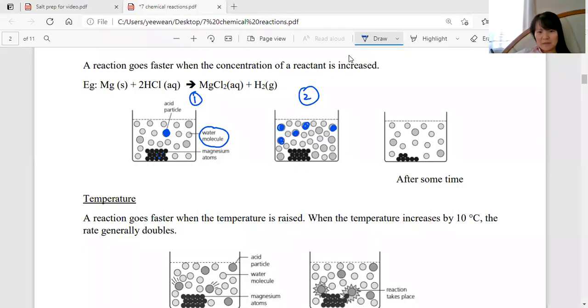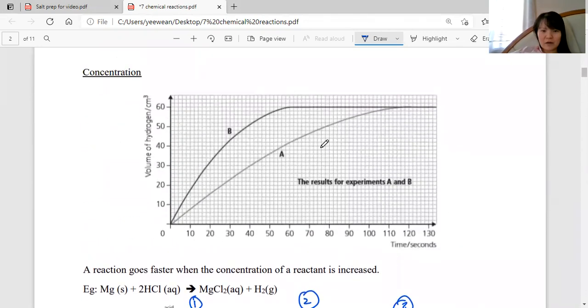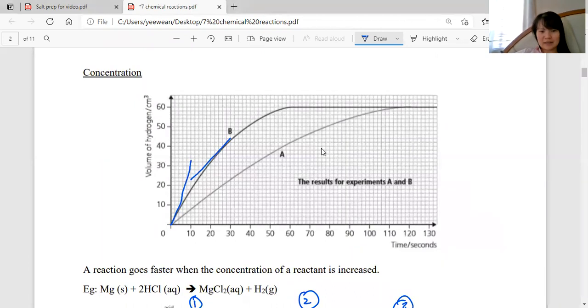However, after some time, a lot of the acid is being used up. So we look at the third beaker here, there's very few acid particles because a lot of it has been used up. It has reacted with the magnesium, so even the magnesium has reduced here. So there's not much collision left. That's why the rate of reaction decreased, not enough effective collision anymore. This is why the graph shows that in the beginning it's more steep, then halfway through is less steep, and in the end it stopped. That's because of the difference in concentration.